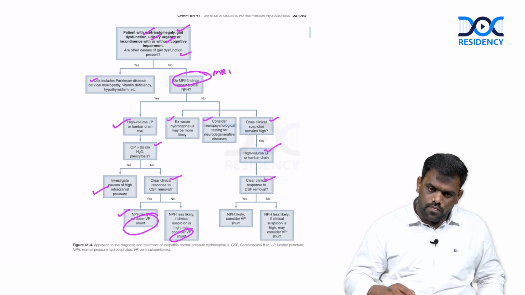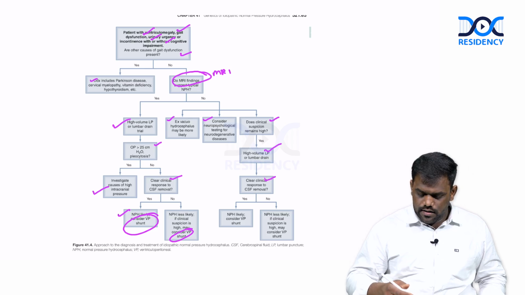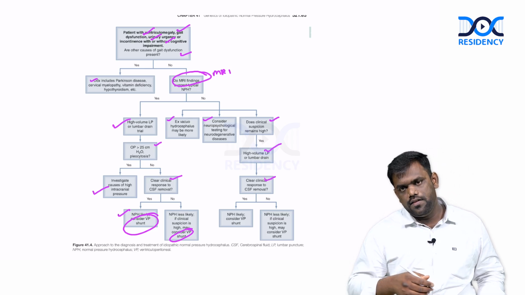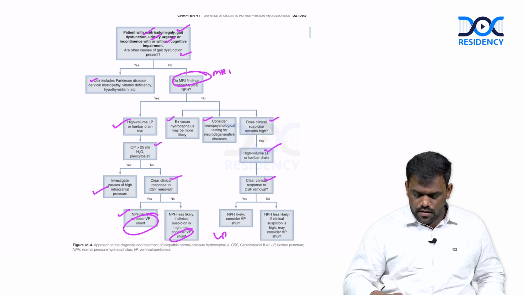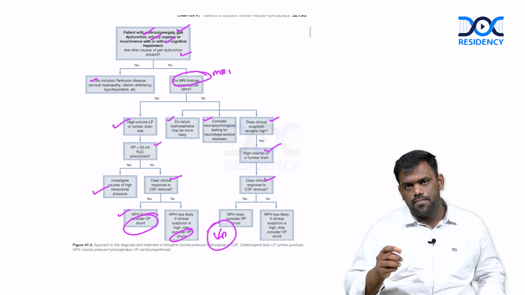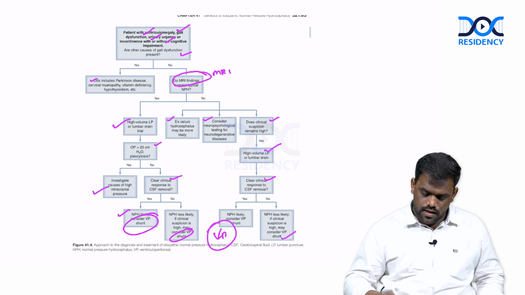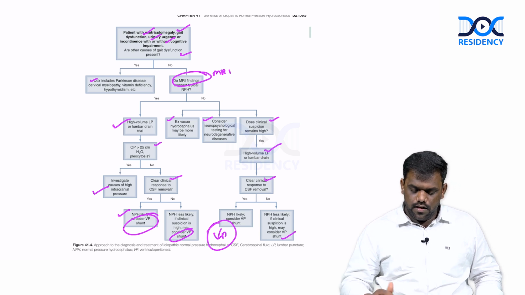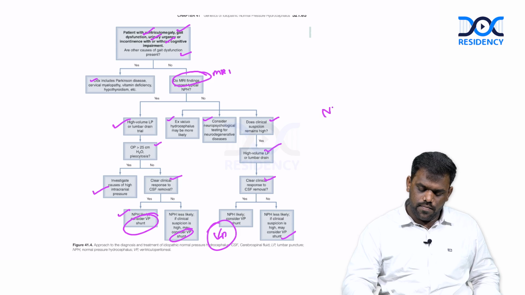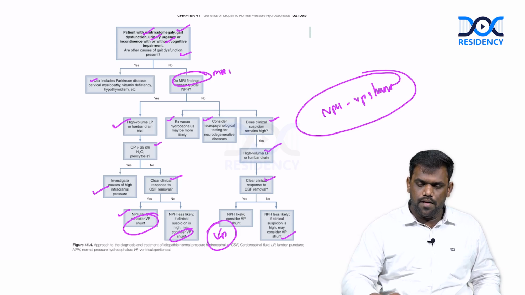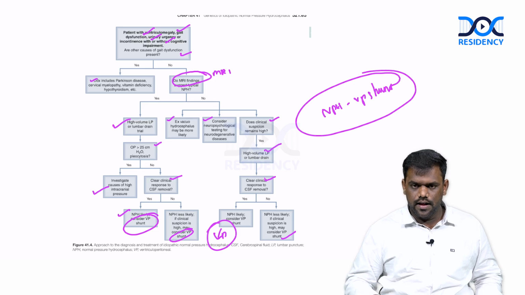So if a clear clinical response to the CSF removal is present, it means that it is definitely NPH. You have to go for VP shunt. If NPH is less likely, but clinically you are suspecting it, you still have to go for VP shunt. At the end of the day, the treatment of choice for NPH is VP shunt. These are the approaches to NPH in clinical scenarios.